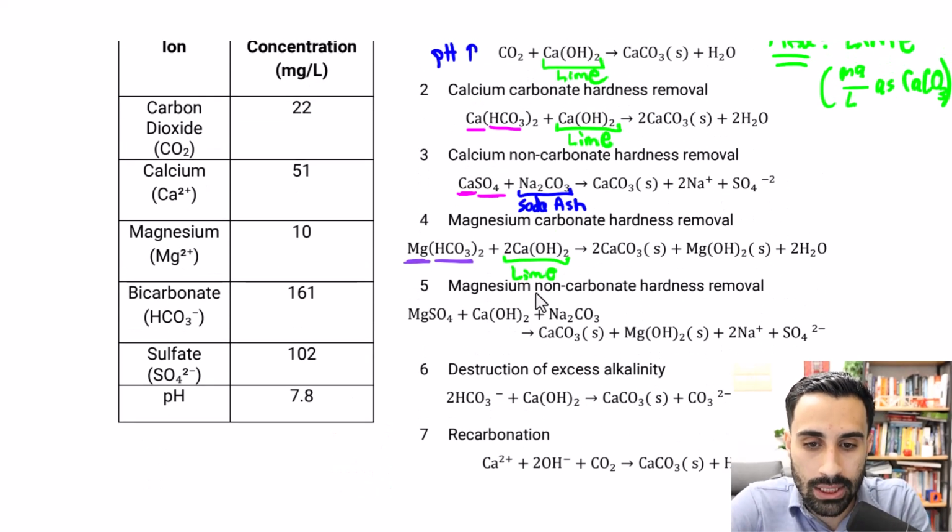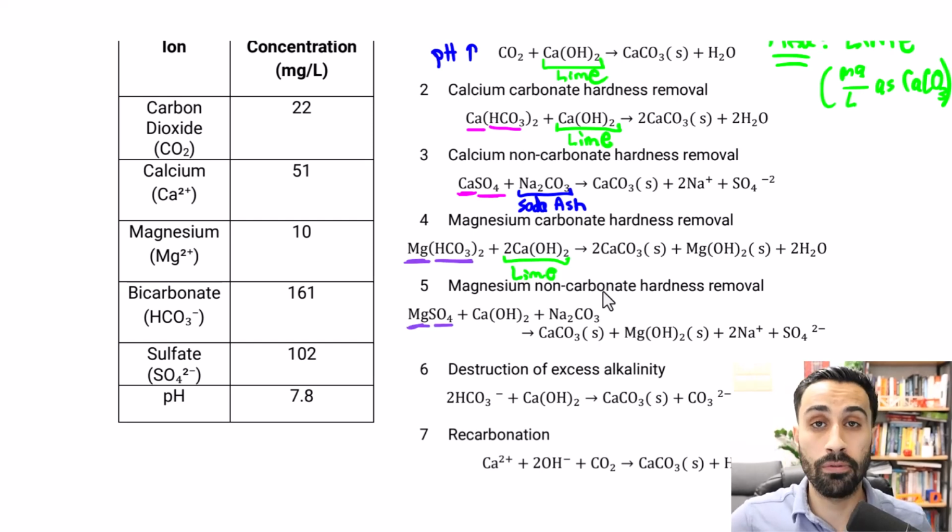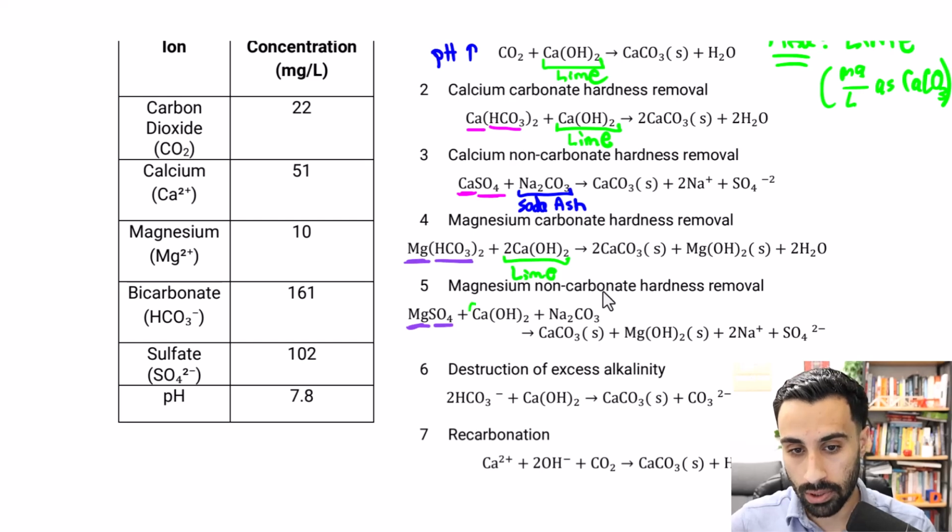Now we have magnesium non-carbonate hardness. So that magnesium non-carbonate hardness is magnesium, and again, that is associated with sulfate. It could be a chloride ion, but that's non-carbonate. So this is harder to remove. And we use in this one both the lime, this part is the lime, and we also use the sodium carbonate, which is the soda ash. So we also have the soda ash for this one.